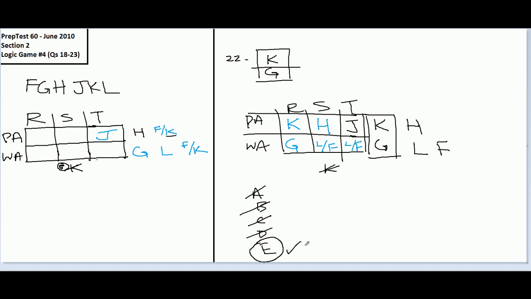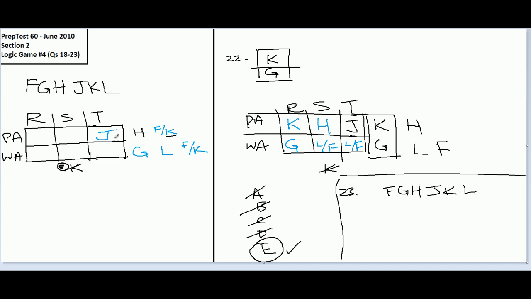And let's just go ahead and finish off this game by looking at question 23. Question 23 asks, which of the following interns cannot be assigned to Tuscany? So we have our list of F, G, H, J, K, and L. Let's go ahead and just carve out a little corner for question 23. We have F, G, H, J, K, and L. And we're asking who cannot be assigned to Tuscany.